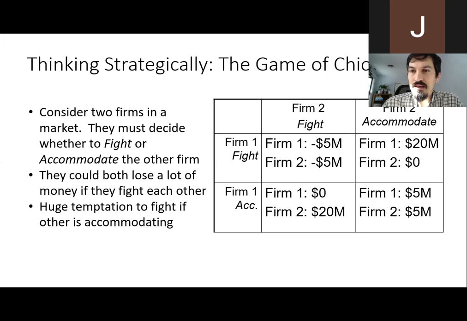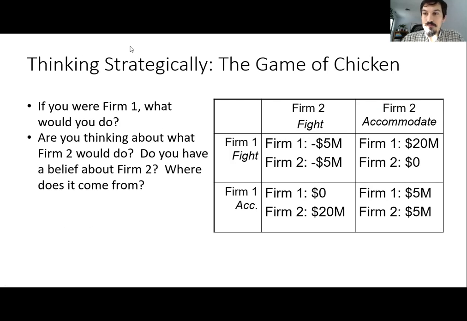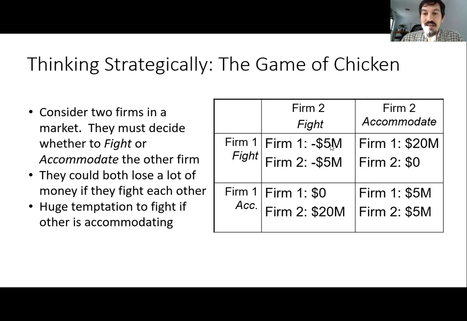Did somebody have a comment? Michael says, it's definitely not 20-0. I think it's probably -5. Excuse me, -5. So Michael, you think, let me go back to this. Michael, you think the equilibrium of this game is for both firms to fight. And that's the game theory prediction, is that both firms will fight and both firms will lose $5 million.